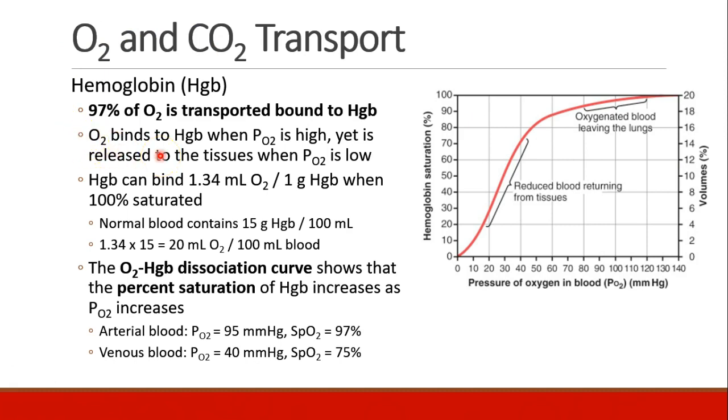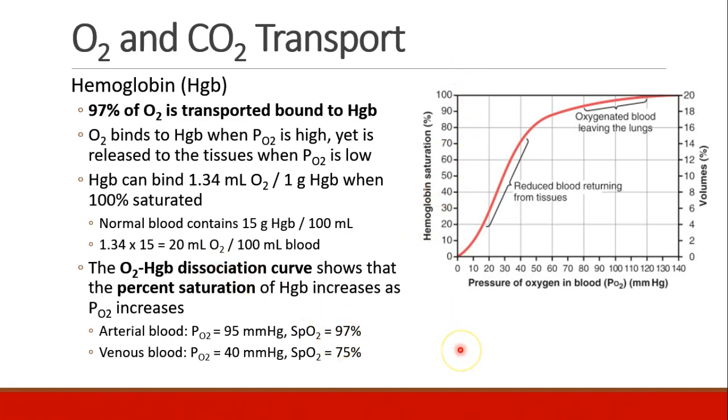The characteristics of hemoglobin are such that oxygen binds to it when its PO2 is high, and it's unbound from it when PO2 is low. This is an amazing quality of the hemoglobin molecule. Hemoglobin can bind 1.34 milliliters of oxygen per gram of hemoglobin when it's 100% saturated. Since our normal blood contains about 15 grams of hemoglobin per 100 mL, you can do the math and see that we can hold about 20 milliliters of oxygen per 100 milliliters of blood.